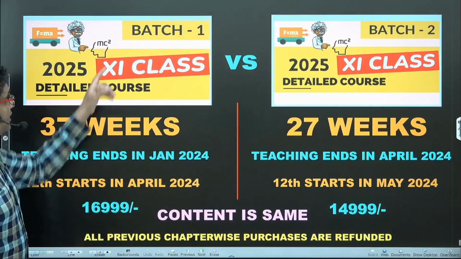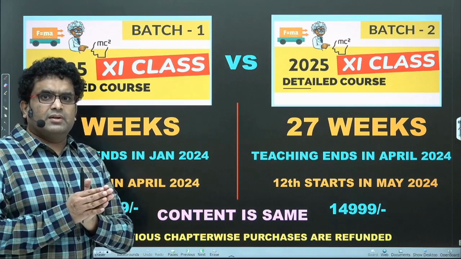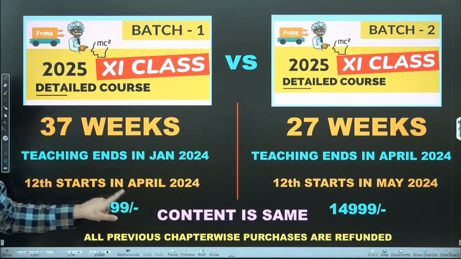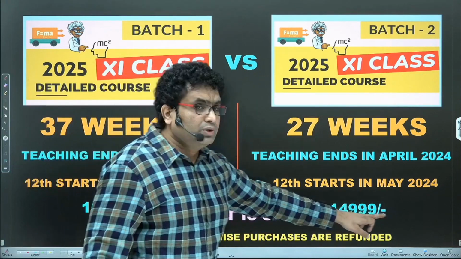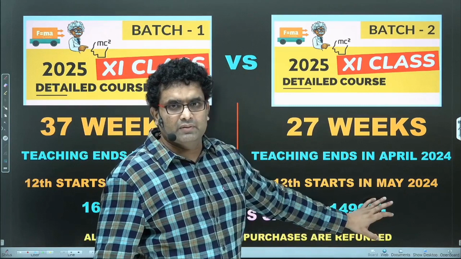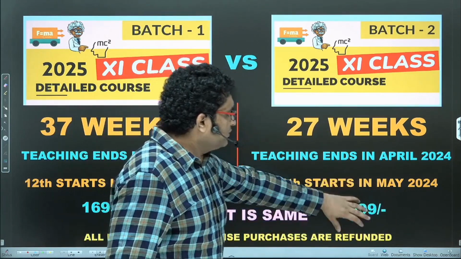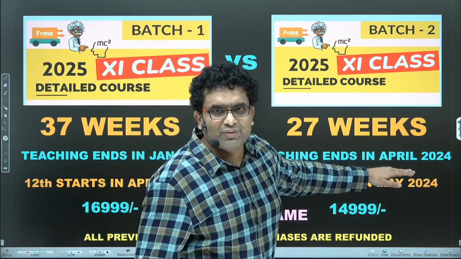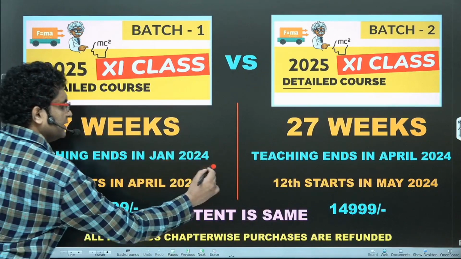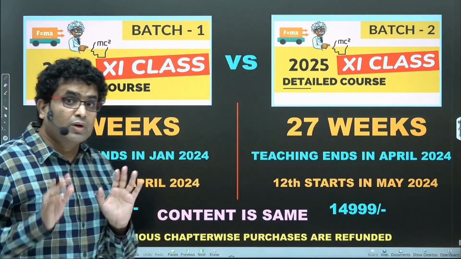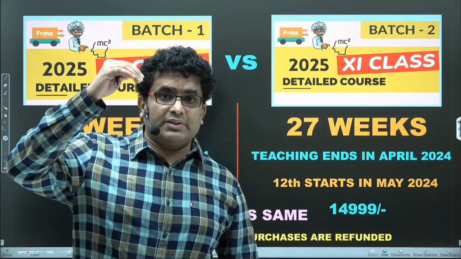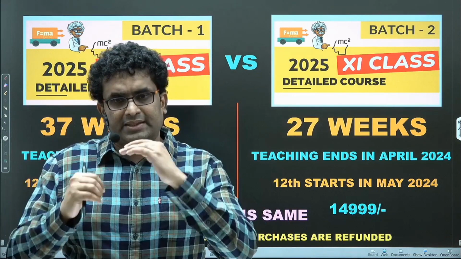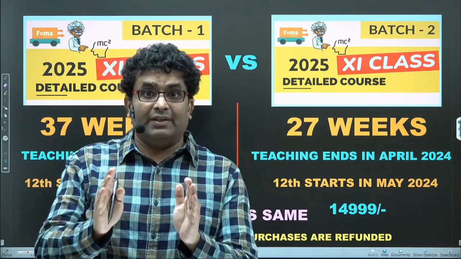Okay, so the batch price for batch 1, which has students associated with me for a longer period of time, is 16,999, and batch 2 would be 14,999. The reason why this would be less is because here the syllabus would end in April 2024, whereas there the syllabus will end in Jan 2024. We are talking about the 11th syllabus, starting from basic maths. I'll show you the set schedule, going through SHM and waves and sound. That is the end of the syllabus for 11th class.